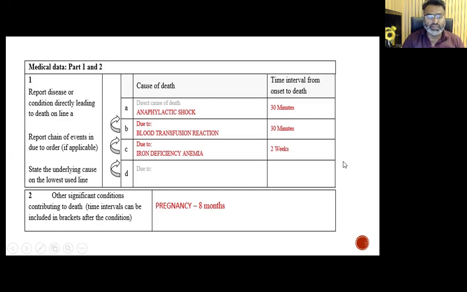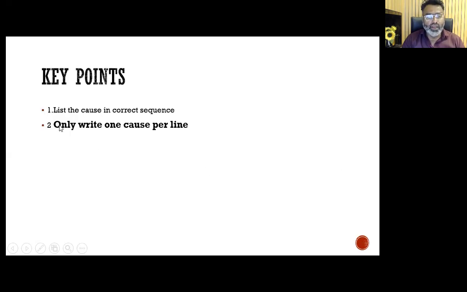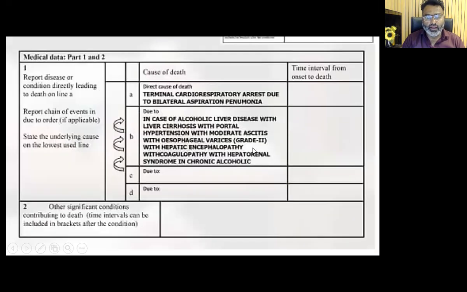I'll show you a few more cases. The second is to write only one cause per line. Now here we have written multiple things. What should the coder pick up from this? Although from our viewpoint it appears to be correct, we need to mention only one thing per line. So he has left C and D vacant. Instead of that, we can mention one point over here, second, third, and fourth, the most important things.